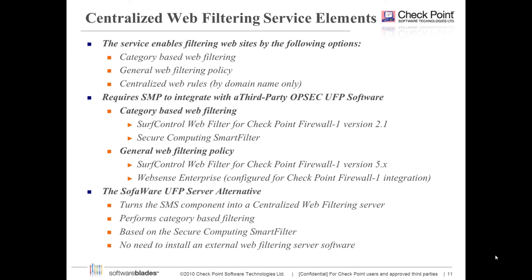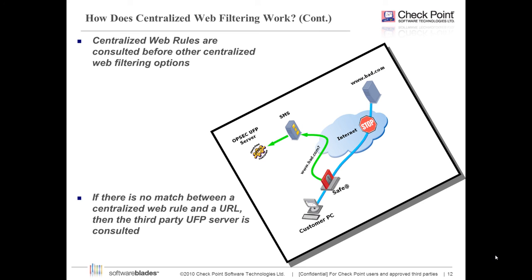The SofaWare UFP alternative turns the SMS component into a centralized web filtering server, which performs category-based filtering based on the Secure Computing Smart Filter. No need to install an external web filtering server software. This is recommended. So how does it work? Centralized web rules are consulted before other centralized web filtering options. If there is no match between a centralized web rule and a URL, then the third-party UFP server is consulted.